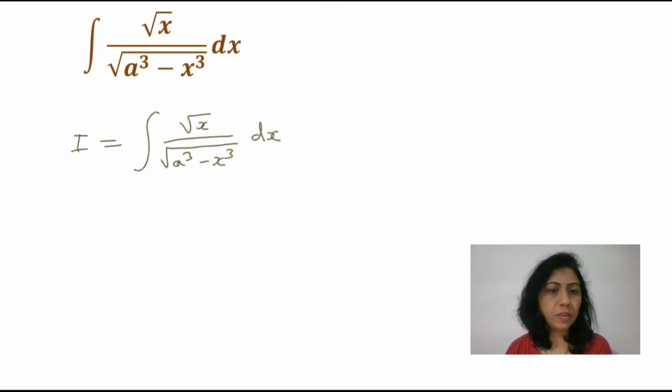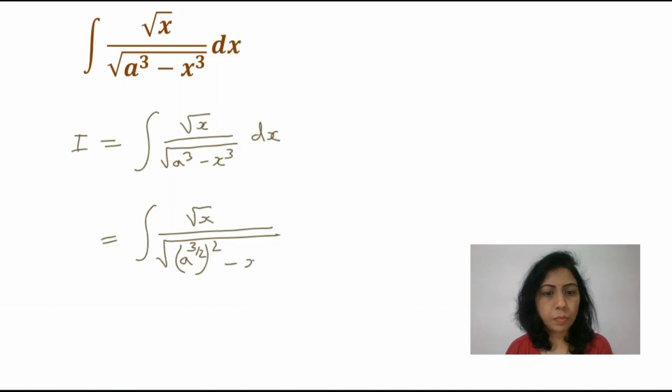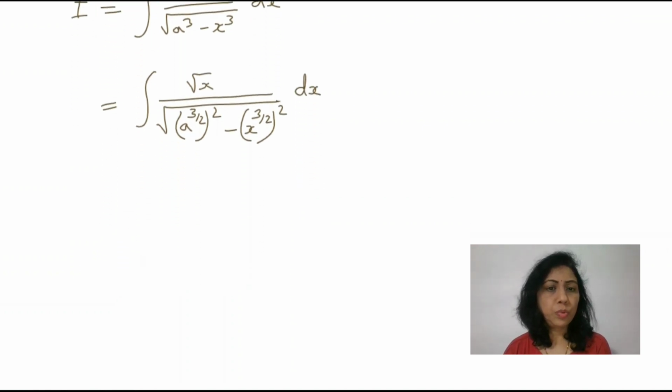Here in the denominator, we make this square minus square. So for that, here a cube, we want to make a square. So we should write a to the power 3 upon 2, squared, minus x to the power 3 upon 2, squared. Okay, so the 2 cancels and the 3 remains as the power, dx.